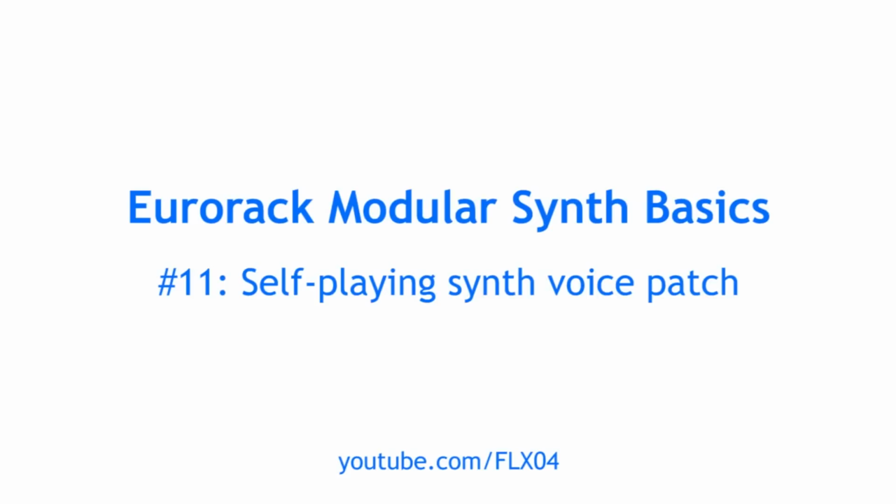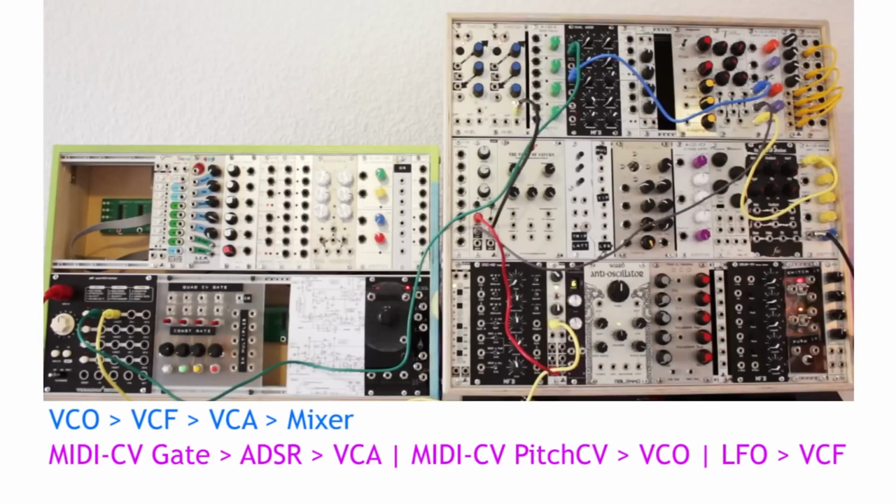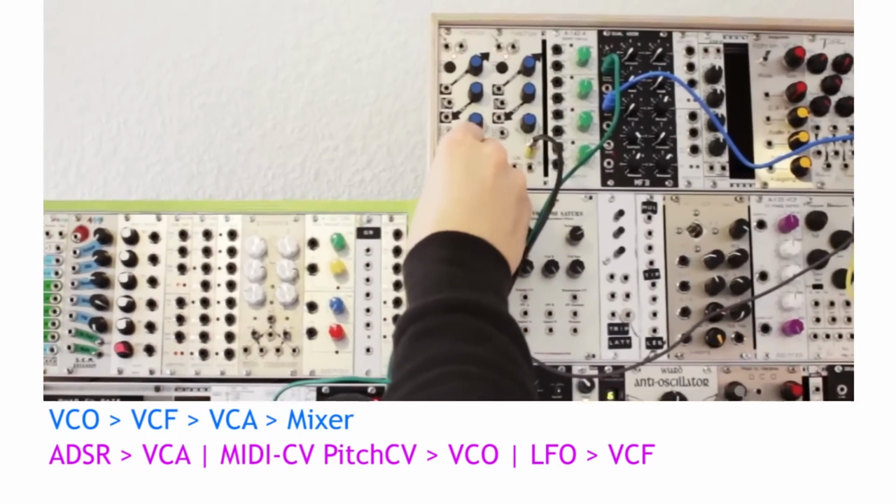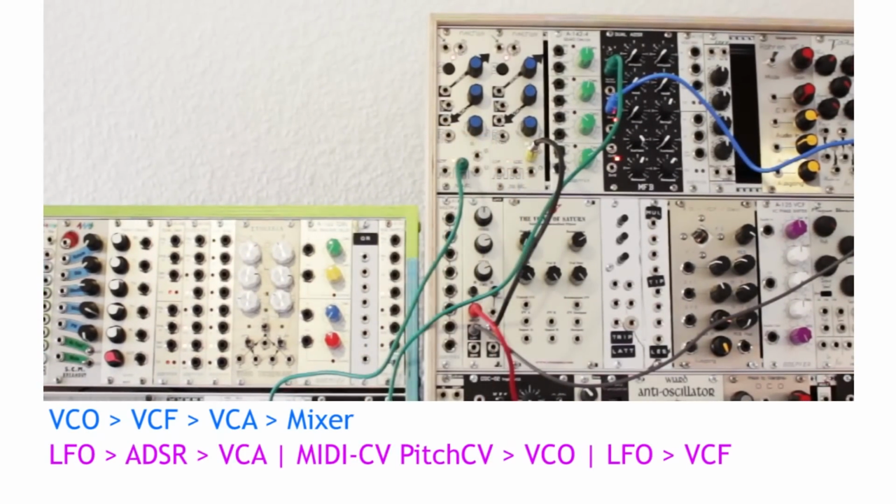Let's expand the simple synth voice patch we created in a previous video. First, we disconnect the MIDI to CV module because we now want the synth to play itself automatically, without the need for manual keyboard input. Instead of the gate signal from the MIDI to CV module, I patch a square wave LFO into the ADSR's gate input. Now the envelope triggers at the LFO's frequency.